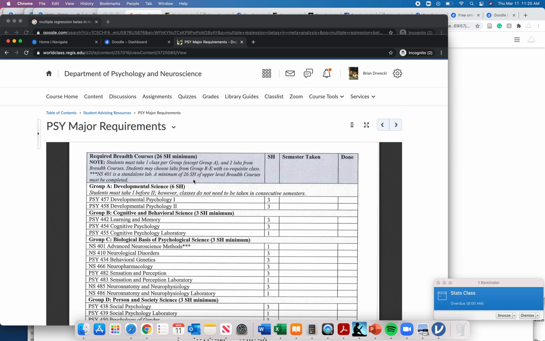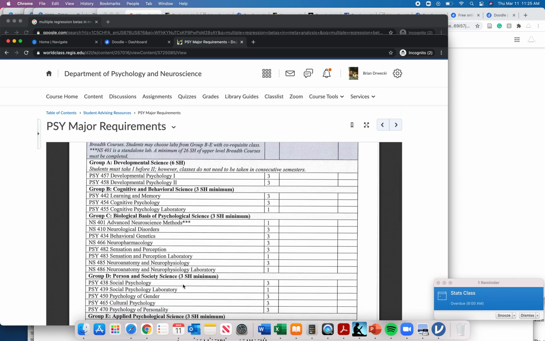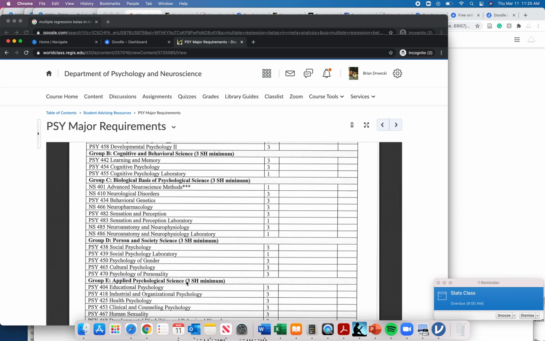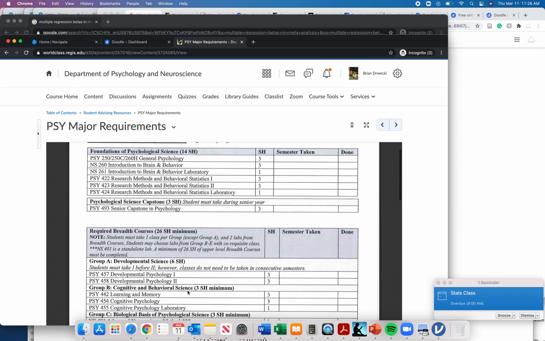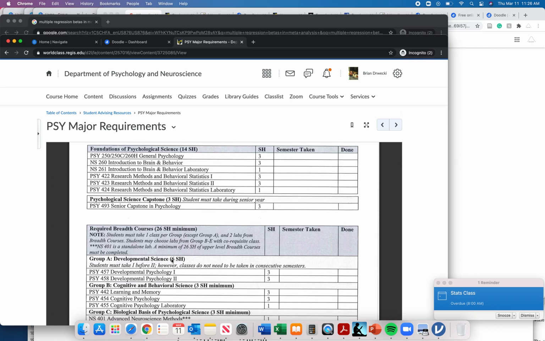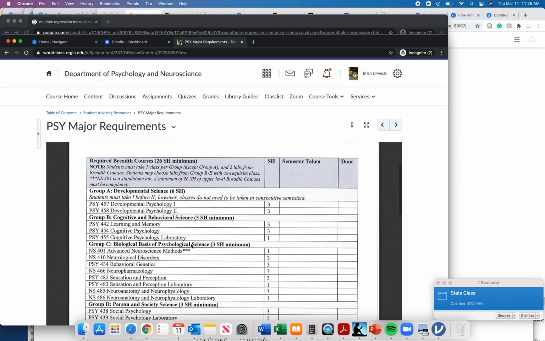You need a minimum of 26 semester hours of upper level breadth courses. So let's just do some math real quick. Okay, so this is 6 semester hours, so you need 2 courses from here. You need 3 from here, 6, 7, 8, 9. 3 from here, 10, 11, 12. 3 from here, 13, 14, 15. 3 from here, 16, 17, 18. And that leaves you with, I believe it's 8 extra courses, right? Well, we also have to take some labs and things like that, so the math isn't perfect there.